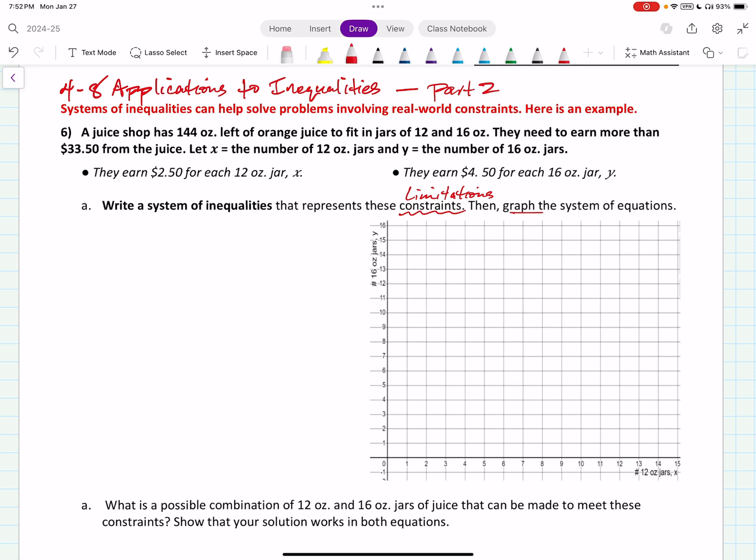So let's visualize this. We have 144 ounces of orange juice total. That is all we have. Let's say we have this big container. We have 144 fluid ounces total of OJ. That's this part.